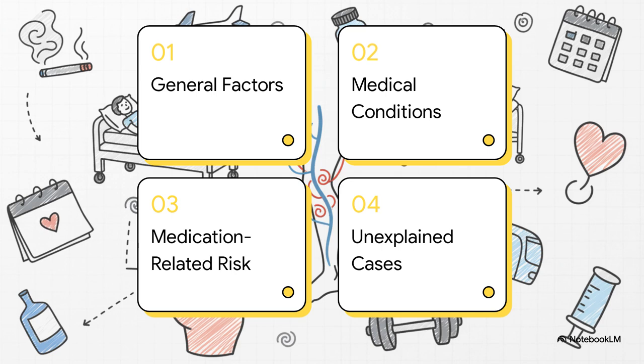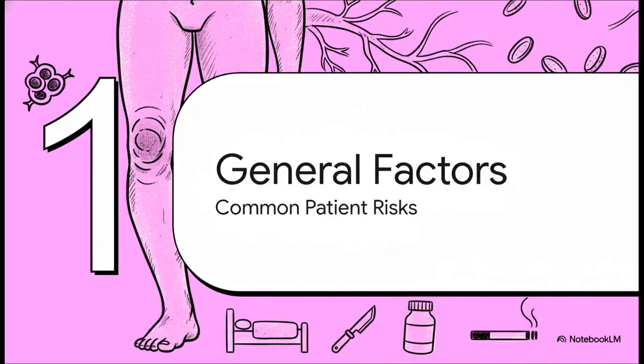We've got four main sections. First up, we'll look at the general predisposing factors. Then we'll dive into the medical conditions that are associated with VTE. After that, we'll talk about medication-related risks. And we'll wrap up with a really important clinical point about the cases that just don't have an easy explanation. Okay, let's jump right into section 1.